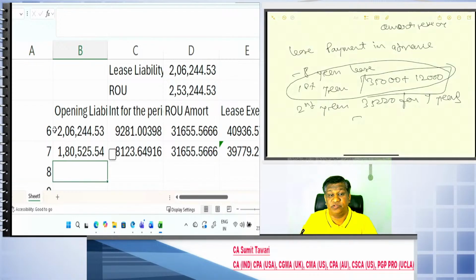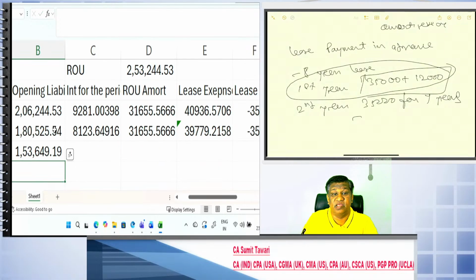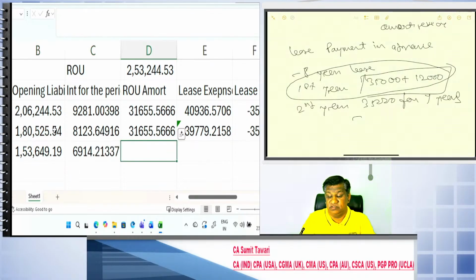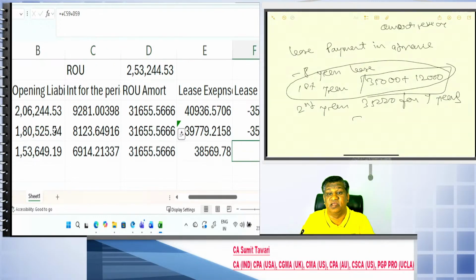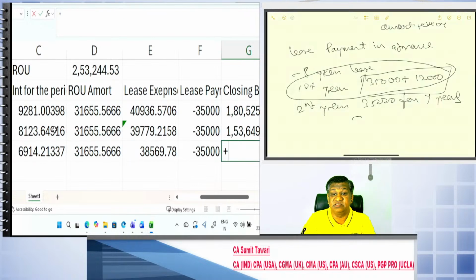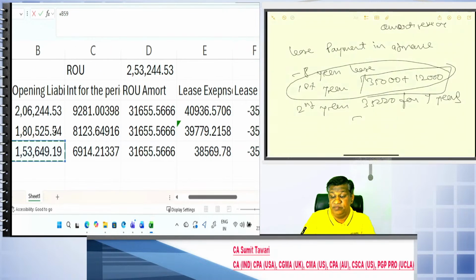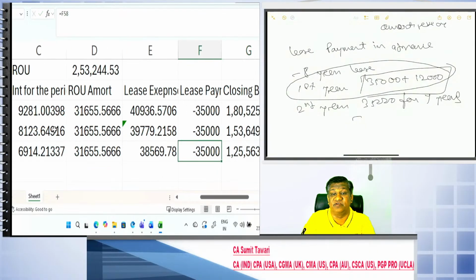Okay. Now for the third year, this is my opening lease liability. I need to calculate the interest at 4.5%. The ROU asset is amortized in a straight line method. So my lease expense is the ROU amortization and the interest. Lease payment I did, 35,000. Closing balance: this is my opening balance plus I need to add the interest, so my liability gets increased. But then I make the repayment of the lease payment. So the closing liability is 125.